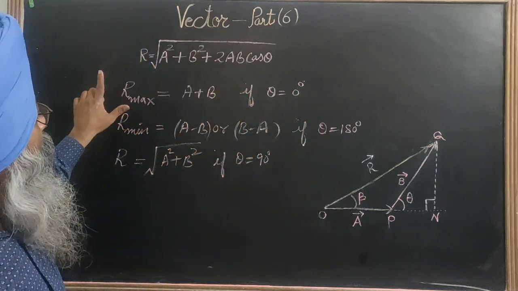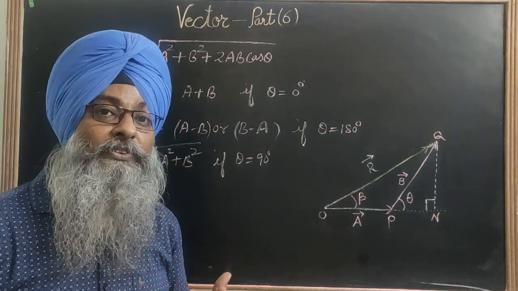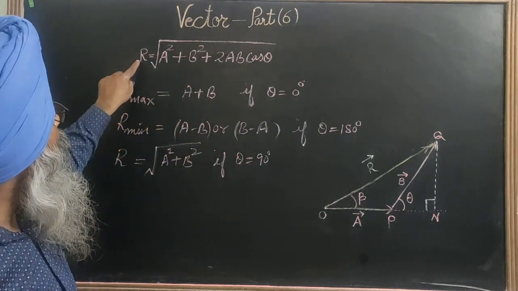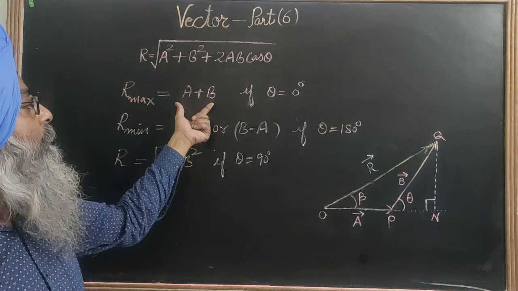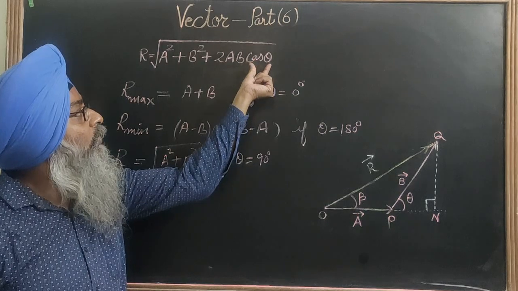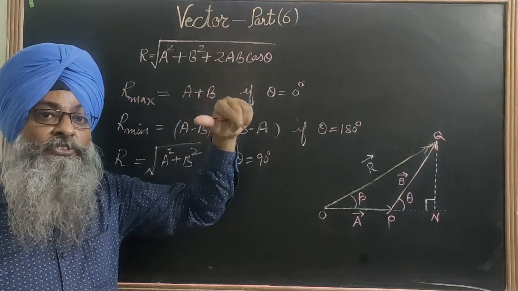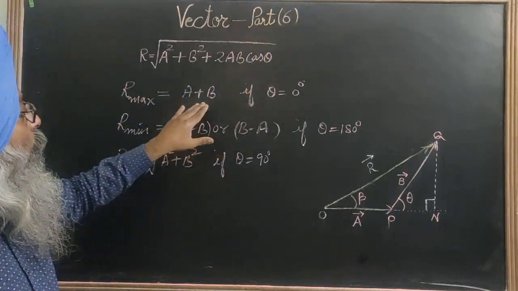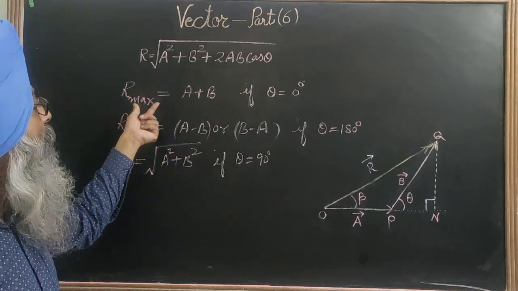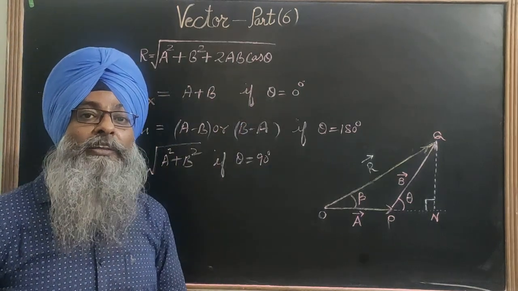Now, if the angle between the two vectors is 0, that is, the two vectors are parallel to each other, then the magnitude of the resultant will be A plus B. Because if we put theta 0 here, cos 0 will be 1 and it will become a perfect square. I have already discussed this in part 5. Now, the resultant is A plus B. This is the maximum value of the magnitude of the resultant, and it comes only when theta is equal to 0 degree.